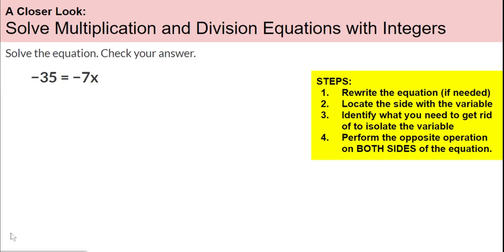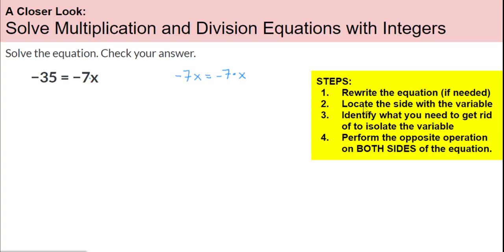Okay, so remember, now that we're using algebra terms and we've got x's and stuff, you'll never really see a multiplication symbol, but negative 7x means negative 7 times x. We don't even need to put that multiplication symbol there. We just say negative 7x or negative 7 times x. So rewrite the equation if needed. Remember in the last video I said you could flip them if you like to have the x on the other side, but I'm not going to do that.